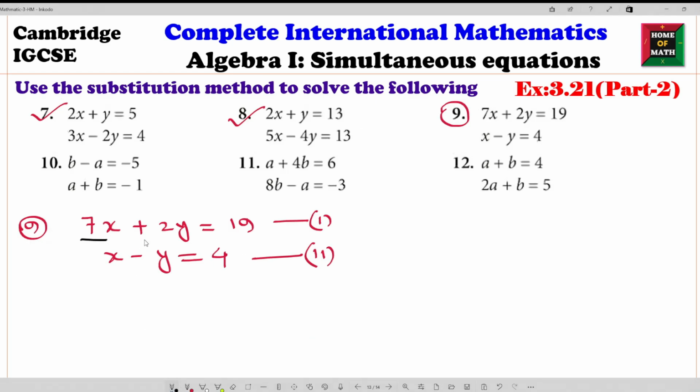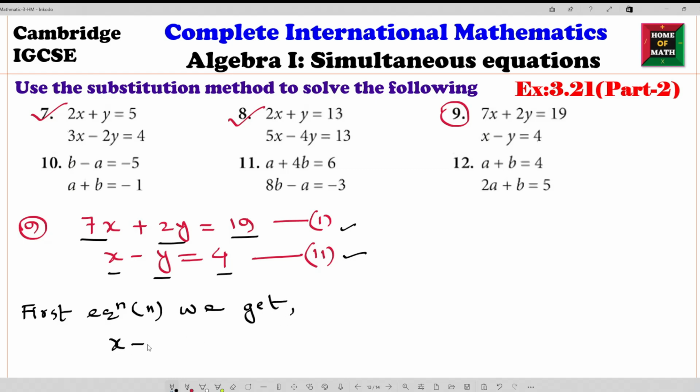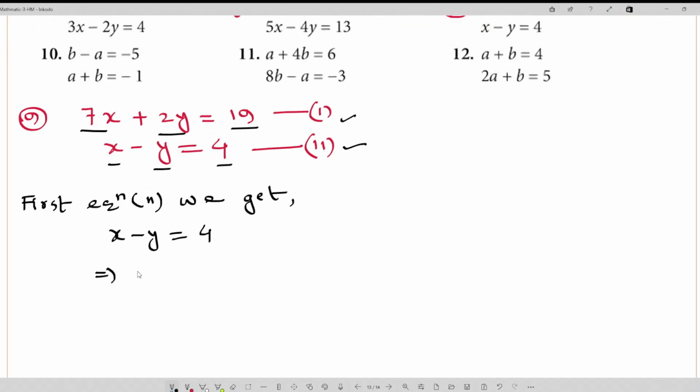Number 9, 7x plus 2y equals 19, which is equation 1. x minus y equals 4, equation 2. So in these two equations, first from equation 2 we get x minus y equals 4. So x equals 4 plus y. We make this equation 3. Now this x, which is 4 plus y, we will put in equation 1.